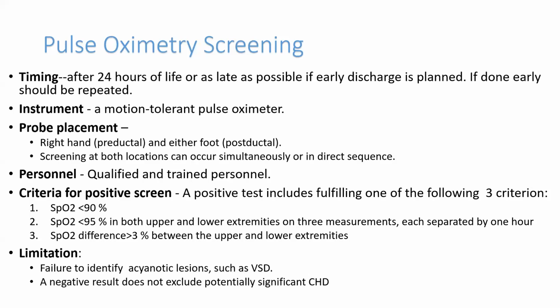A pulse oximeter, of course, is your key tool. You check the right upper limb, which is preductal. In other words, this vessel comes out of the transverse side of the ascending arch before the ductus arteriosus. The vessels beyond the ductus are postductal, so you check either foot, the right or the left lower limb. You do screening at both locations simultaneously. If this is not possible due to constraints, then you do it in direct sequence. Ideally, this should be done by qualified and trained personnel.